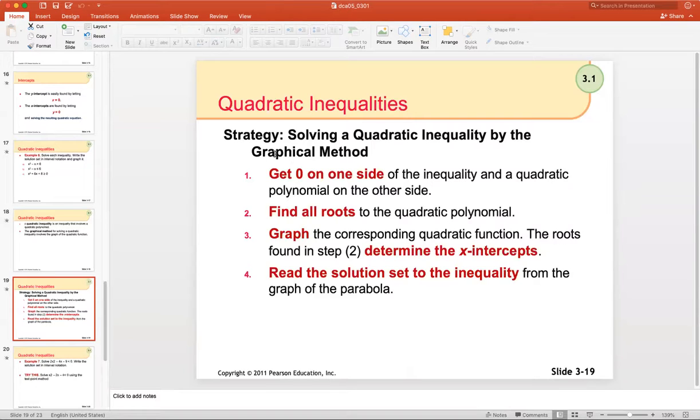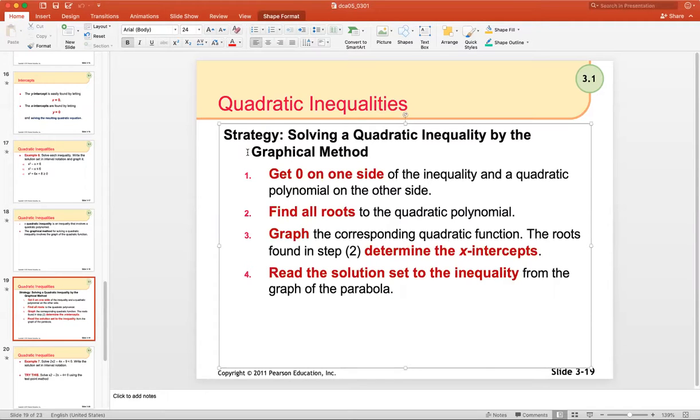But in the test point method, instead of drawing the graph of the quadratic function, we just choose a random point, and then we figure out the sign at those points. They are called test points. So we'll see later. First one, graphical method.